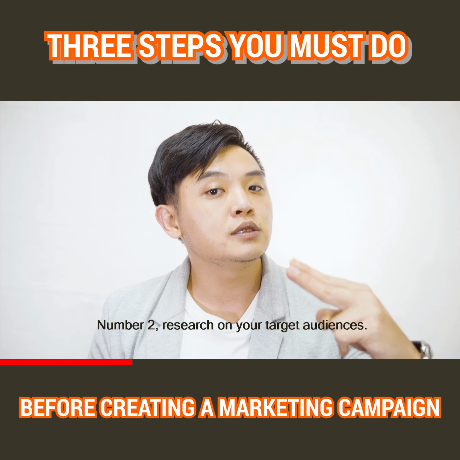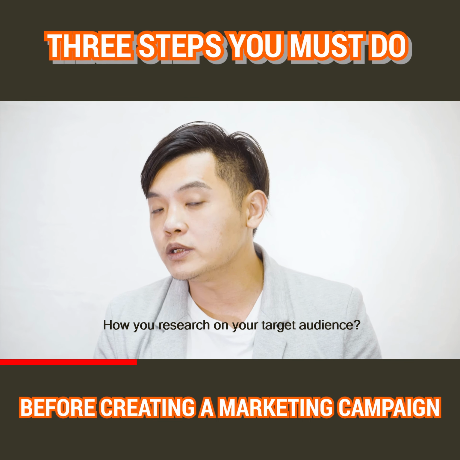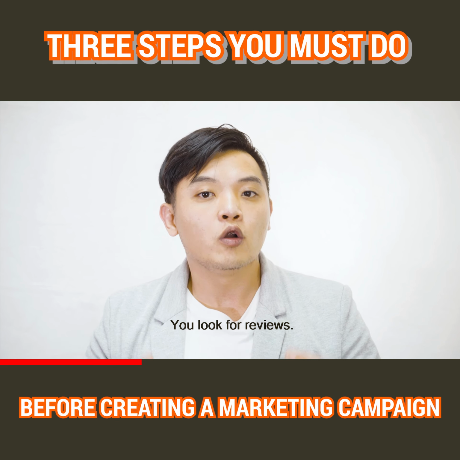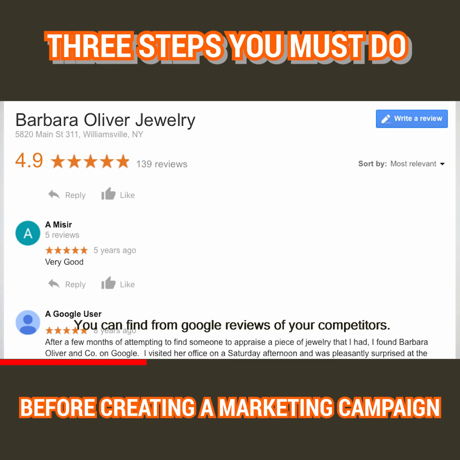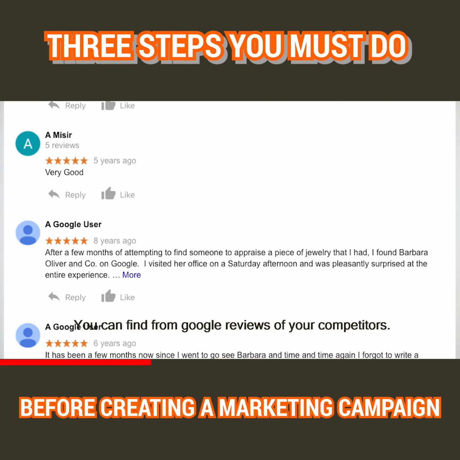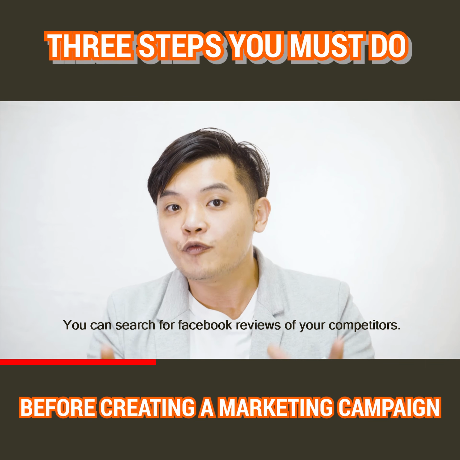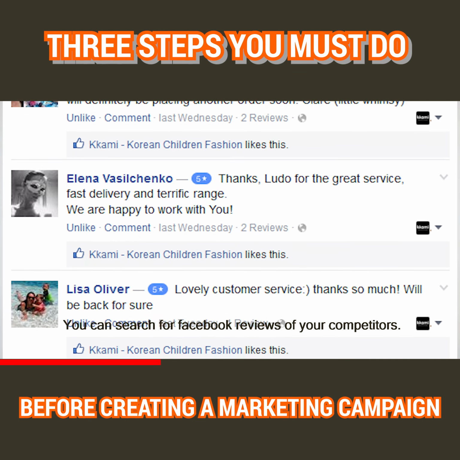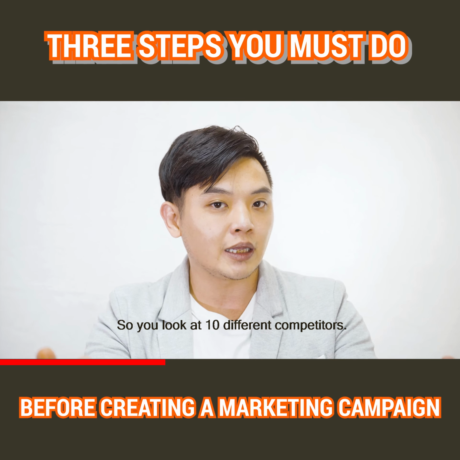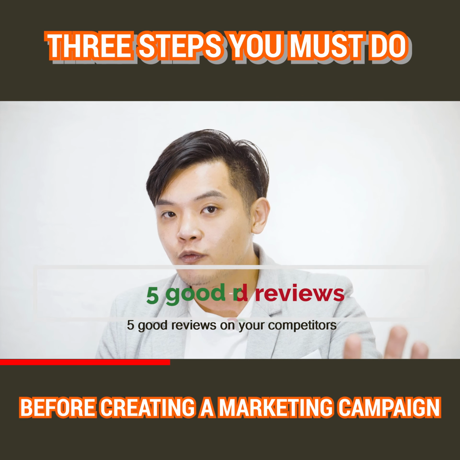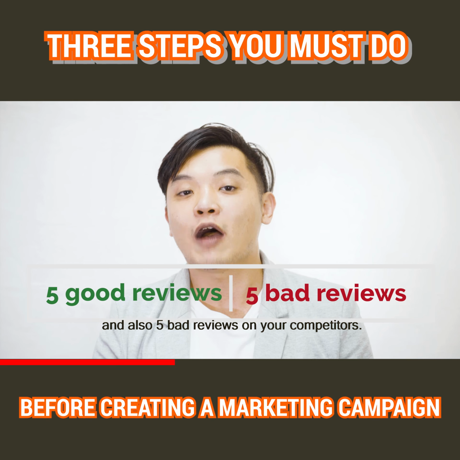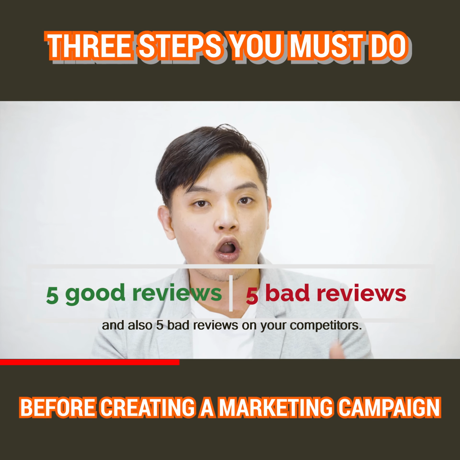Number 2, research on your target audience. How do you research on your target audience? You look for reviews. Where can you find reviews? You can find Google reviews of your competitors. You can search for Facebook reviews of your competitors. So you look at 10 different competitors. Then you find 5 good reviews and also 5 bad reviews on your competitors.